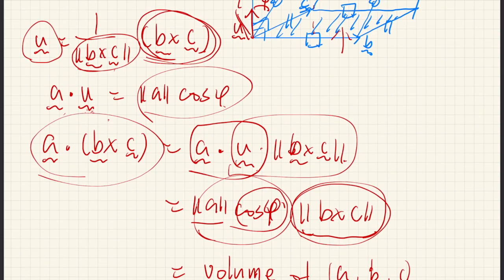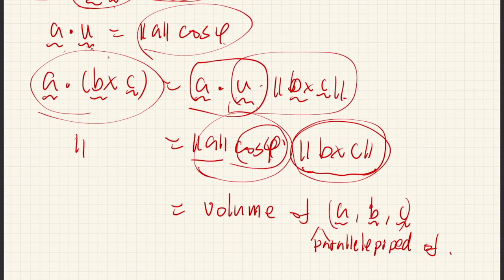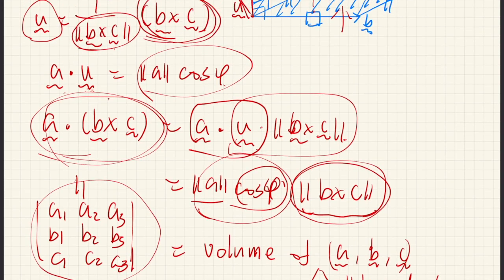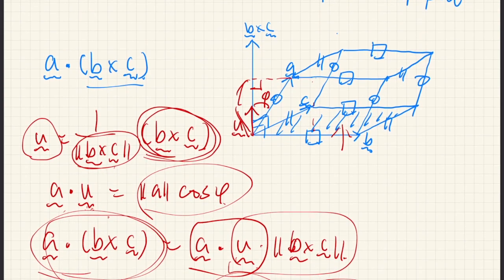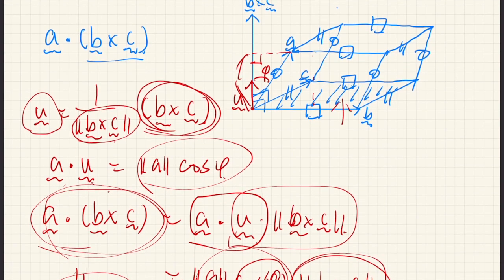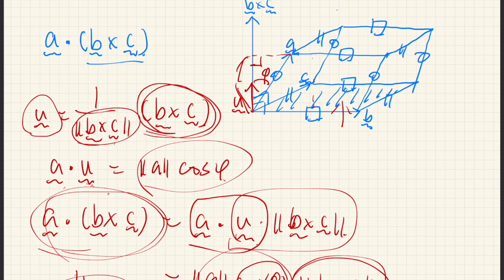So this was actually the determinant. This determinant means this triple product, and this triple product has this geometric meaning of the volume of this shape. And it's not just the volume, but it's a signed volume. Signed means it can be negative as well as positive.